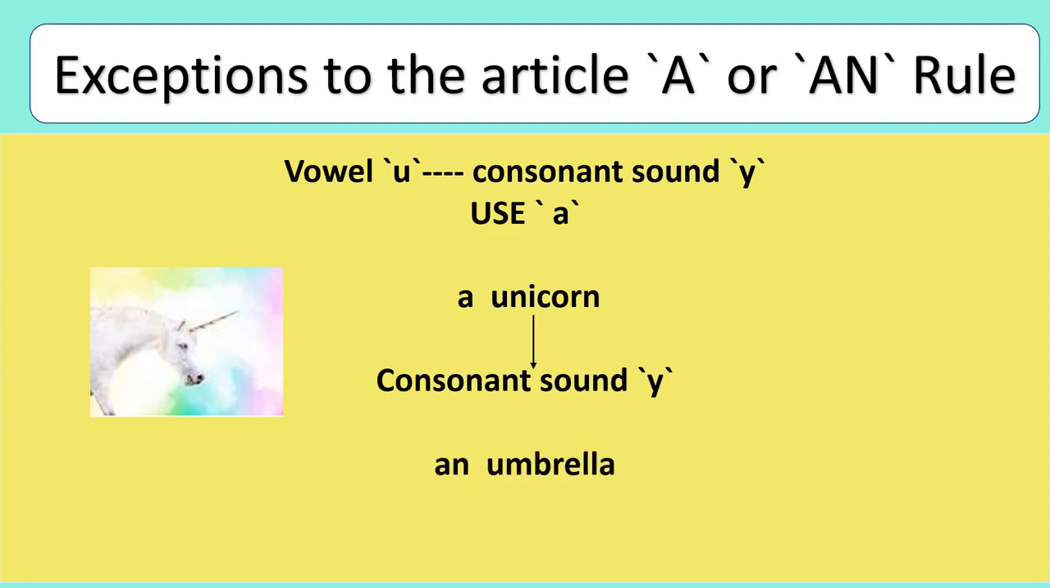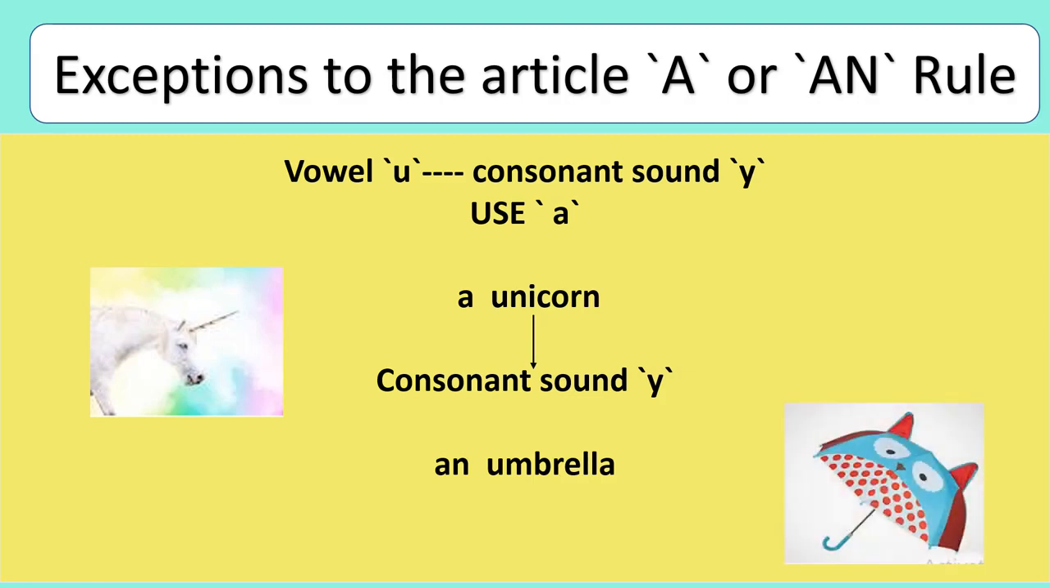However, an umbrella. In this word umbrella, if you noticed, this word is starting with the vowel u and with the vowel sound a. Umbrella. So that's why I have used an before umbrella. Okay.